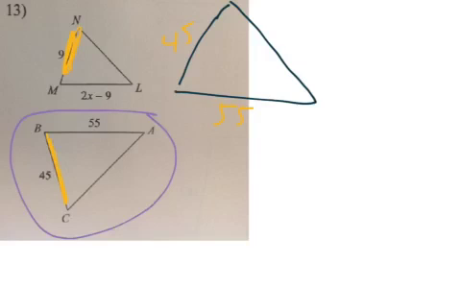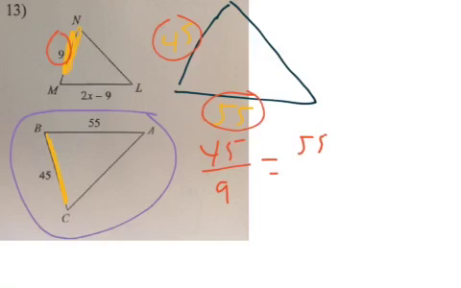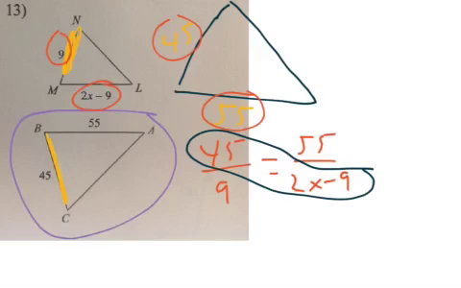Okay, so solving this problem, guys, now that I have it redrawn, hopefully you realize that the 45 matches up with the 9, just like the 55 matches up with 2x minus 9. And now I'm going to just simply cross multiply. So if I do that correctly, I get 90x, 45 times 9 is 90x, and 45 times minus 9.